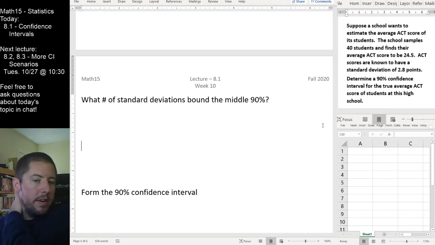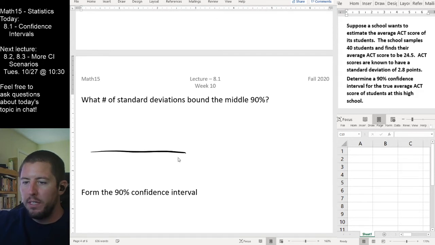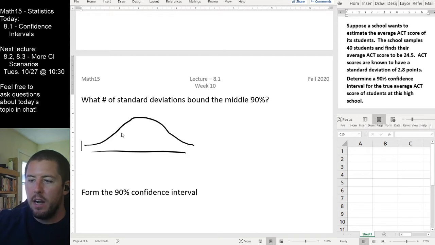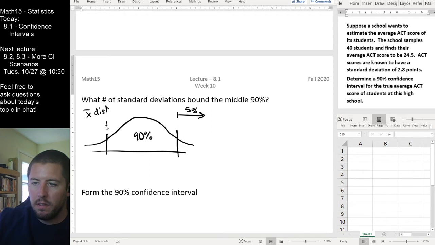So what we're asking here is if we want to be 90% confident that our interval captures the true population average, and if the samples that we collect follow a normal distribution, then it should be the case that the middle 90% of the values in our x bar distribution are exactly the ones of interest to us. So what I am interested in capturing here is the middle 90%. If there's 90% in the middle, then that should be the case that there is 5% in each direction on the tails.